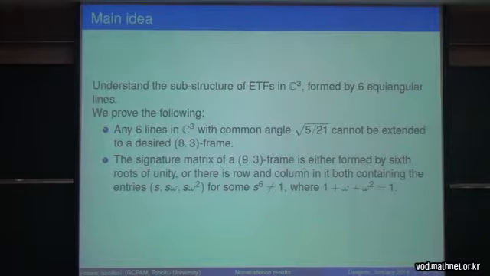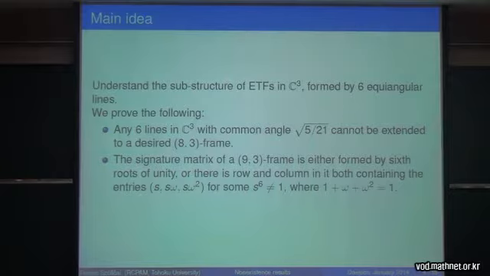So in the non-existence case, if I take any 6 lines in the 3-dimensional complex space where the common angle between the lines is what is required to have an 8-3 tight frame. Okay, so remember that the dimension and the number of lines forces you to choose an angle. So any such configuration cannot be extended with further lines. Okay, so at this particular angle, root 5 over 21, you can have at most 6 lines.